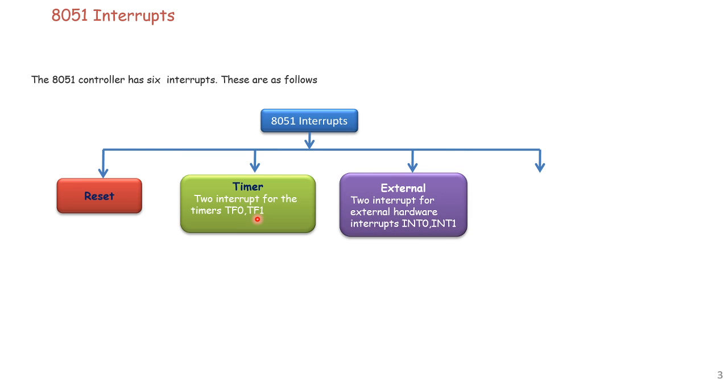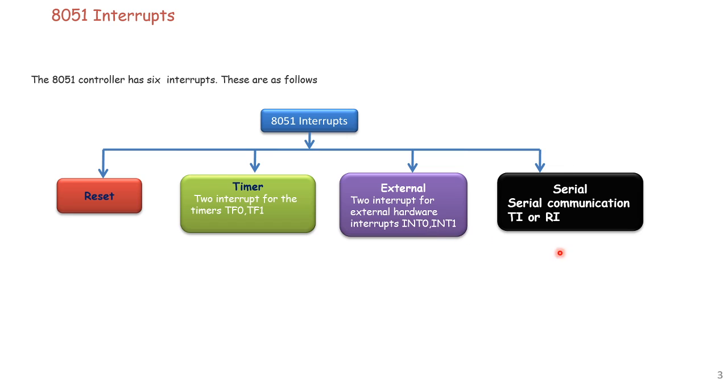External interrupt: it also has 2 interrupts, INT0 and INT1. So there are 2 interrupts for external hardware, INT0 and INT1. Then the serial communication interrupts, TI and RI. So these are the interrupts used in the 8051 microcontroller.